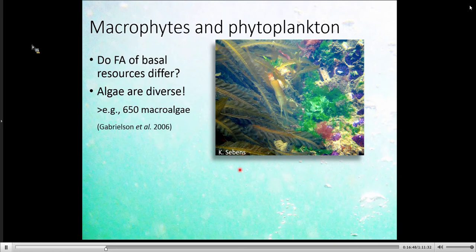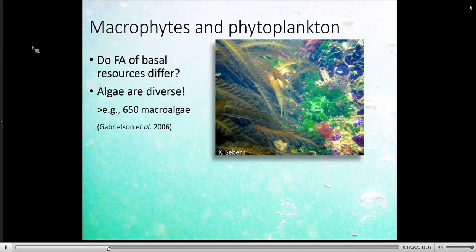But like I said, in order to get at some of the big picture questions that I like to work on, we have to figure out whether the producers themselves have different fatty acid profiles. And why does this matter? Well, the algae are incredibly diverse. Just for the macroalgae alone, there's over 650 known described species in the Northwest waters. So there's many different species of algae out there.